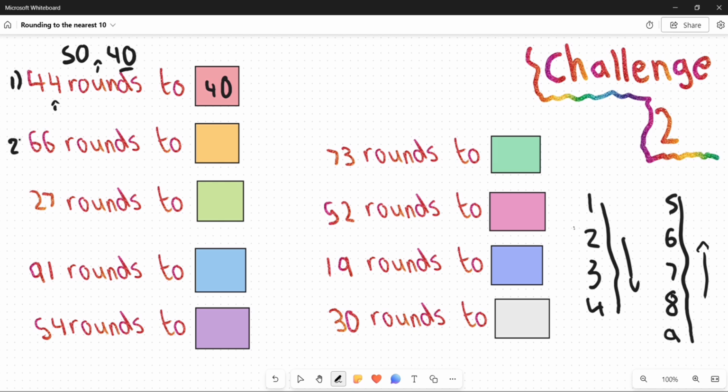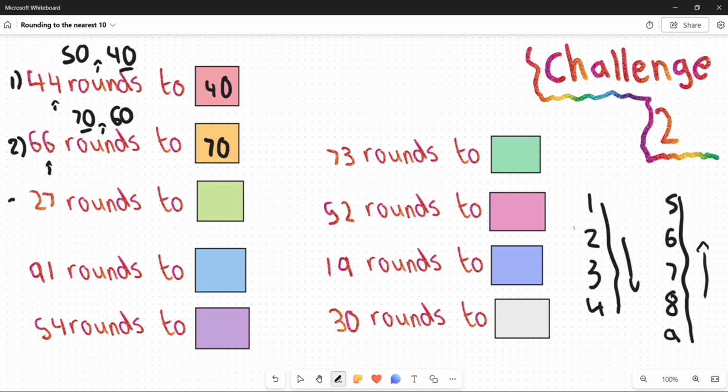Now let's go to question 2. 66 rounds to dash. 66 is in the middle of 70 and 60. So if we look at the number in the ones place, it is 6, which tells us we have to round up. So the nearest number to round up to is 70. So 66 rounds to 70.